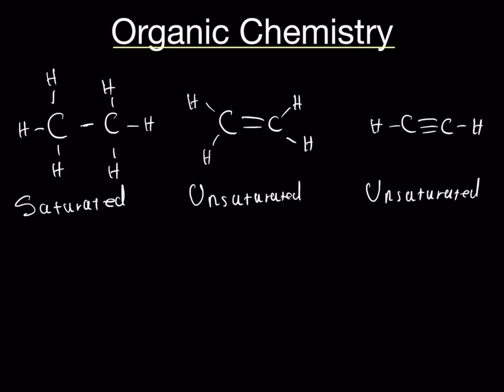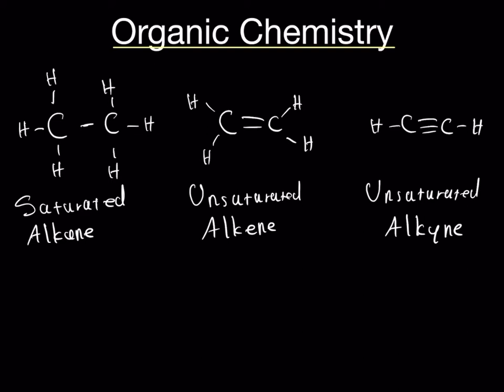Also, these types of hydrocarbons have their own names. So the one on the left, when you have only single bonds between the carbons, is called an alkane. The one in the middle, when you have at least one double bond, is called an alkene, and the one on the right is called an alkyne.